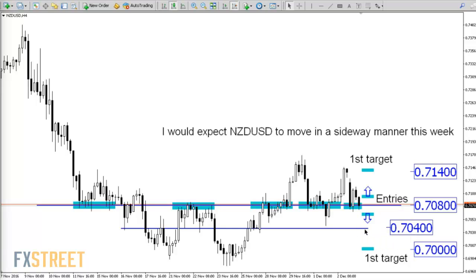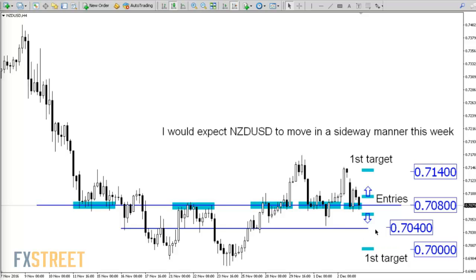Considered near because we are trading the H4 chart. If you are trading the 1 minute and 5 minute chart, of course 25 pips is a lot. So it's a different perspective. On a H4 chart, 25 pips is considered near.